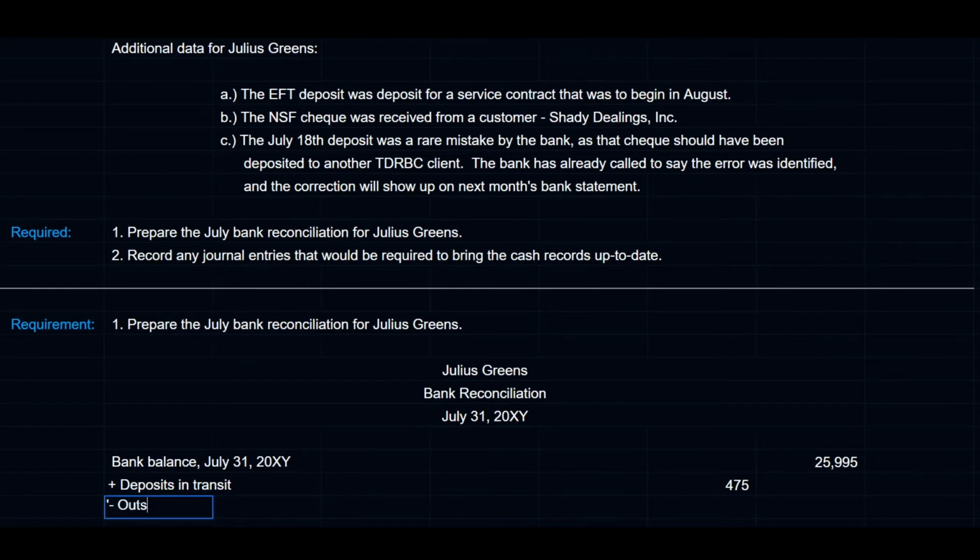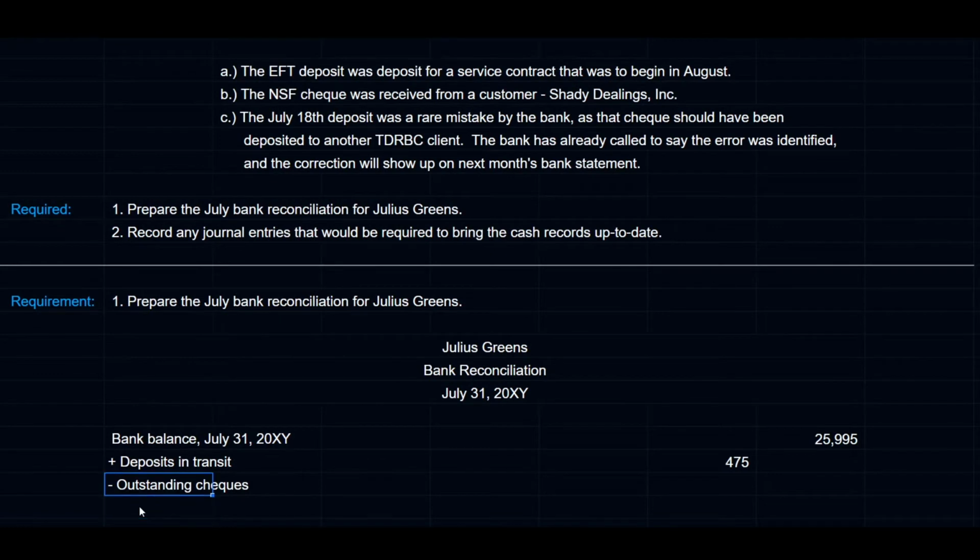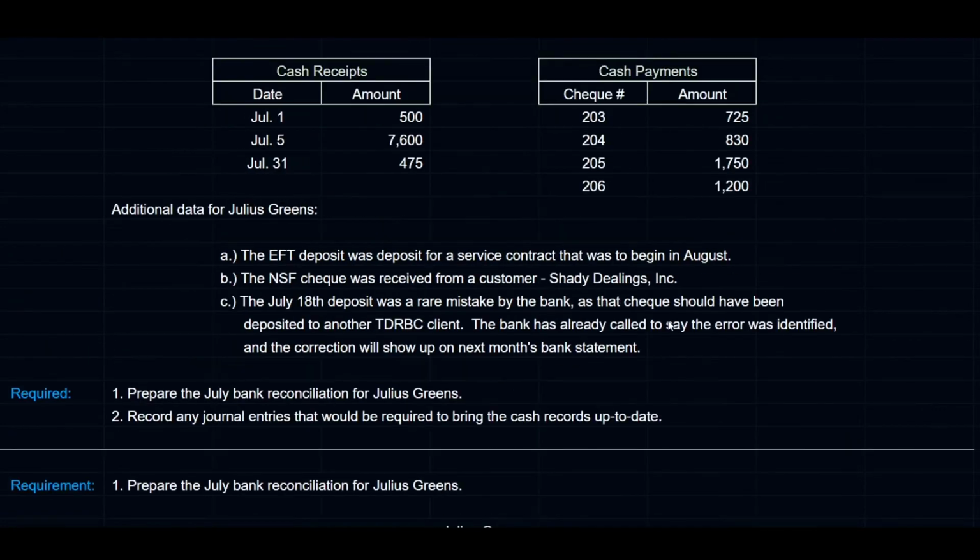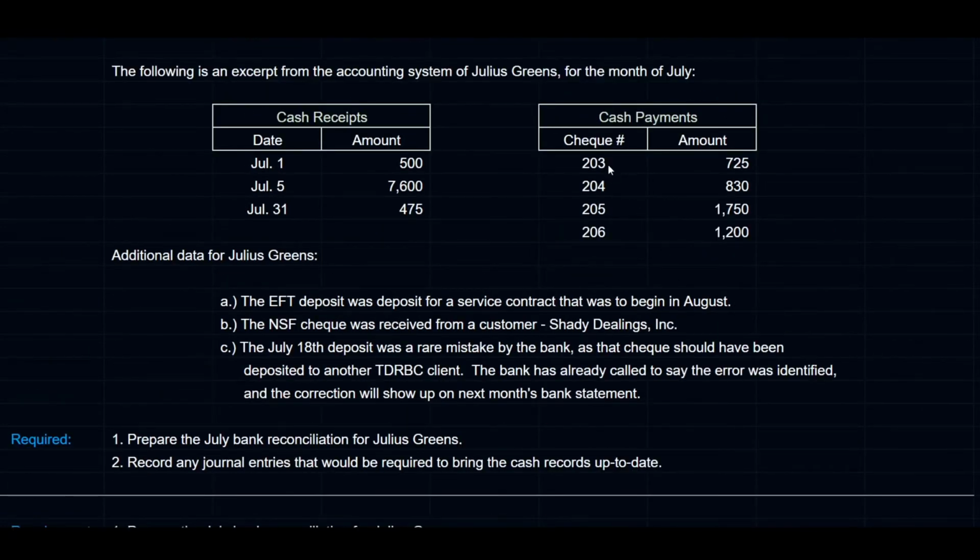Next, we should subtract outstanding checks. Outstanding checks are any checks that were recorded by the business but have not yet cleared or have not yet been recorded by our bank. Let's look at the checks that we have recorded. We have check number 203, 204, 5, and 6 as being recorded, printed, and sent out during the month.